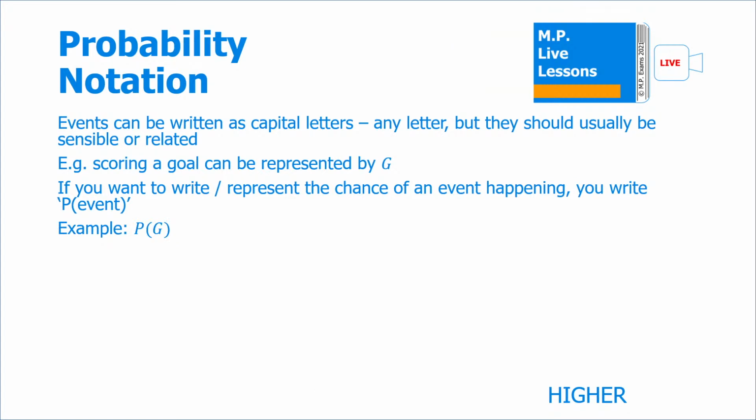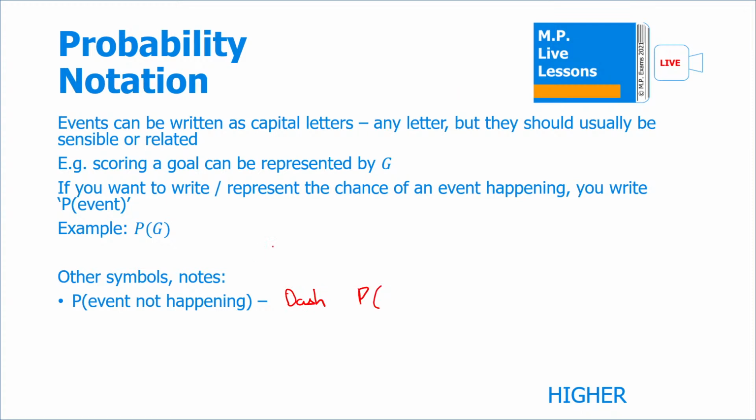Now, there could be some other symbols. For example, the event not happening. In this case, you'd write a dash. For example, the probability of not scoring a goal.